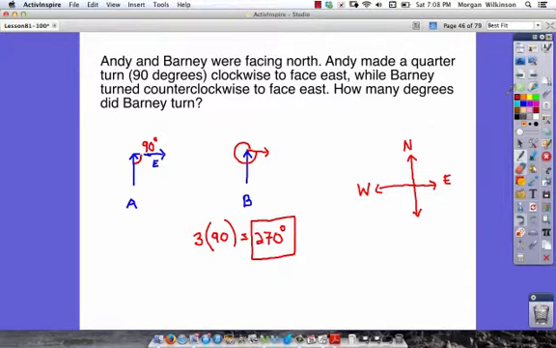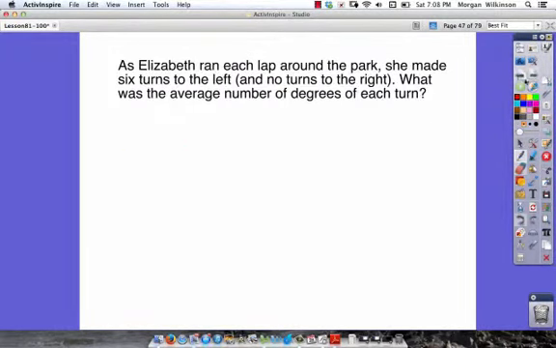Let's look at our next problem. We've got one more in our lesson today. As Elizabeth ran each lap around the park, she made 6 turns to the left and no turns to the right. What was the average number of degrees of each turn?